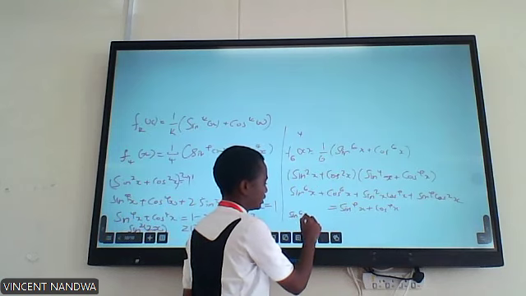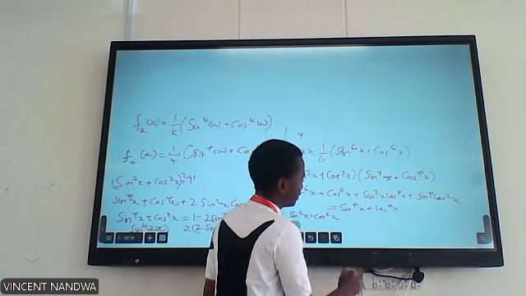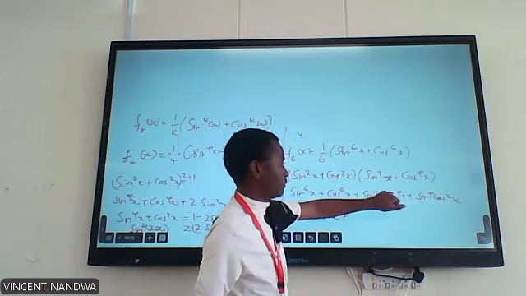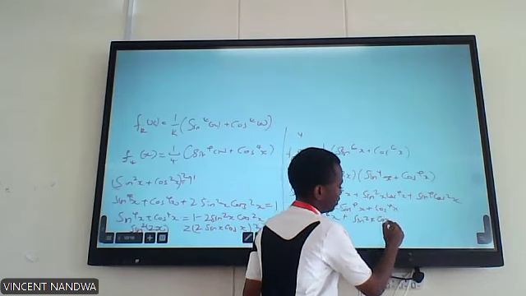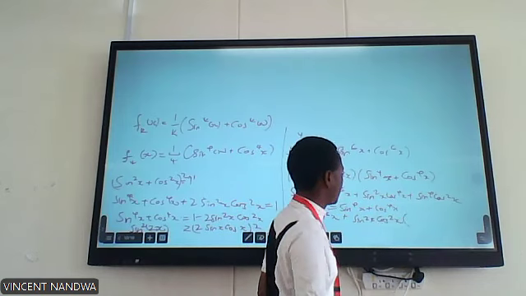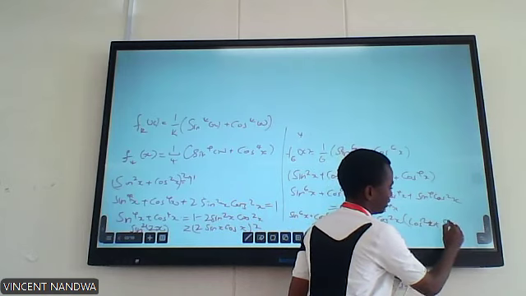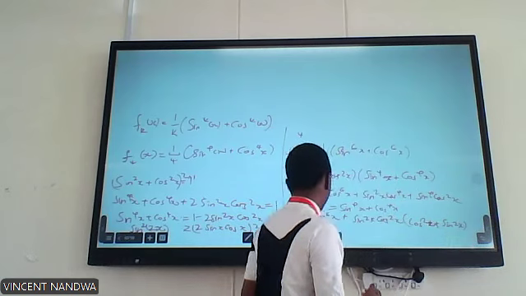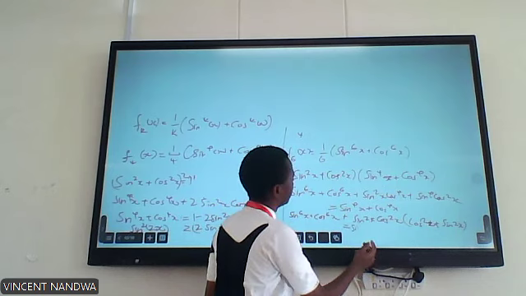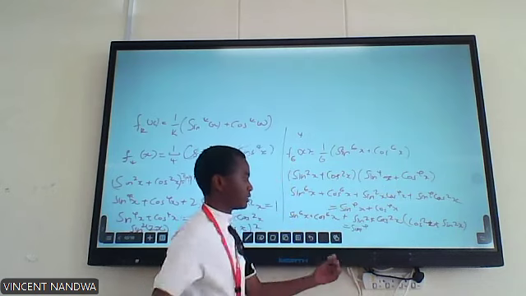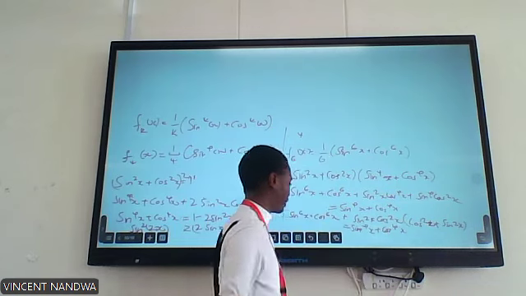Now, if we factor out this one, we have sine power 6x plus cos power 6x plus common terms, we have sine squared x cos squared x times cos squared x plus sine squared x, and then of course this is equal to sine to power 4x plus cos power 4x, like that.